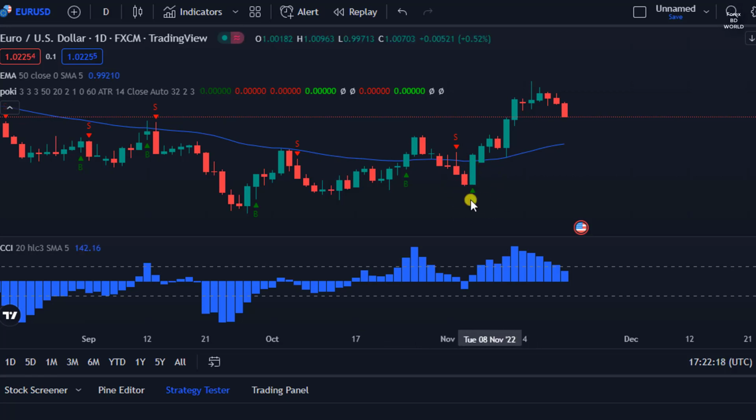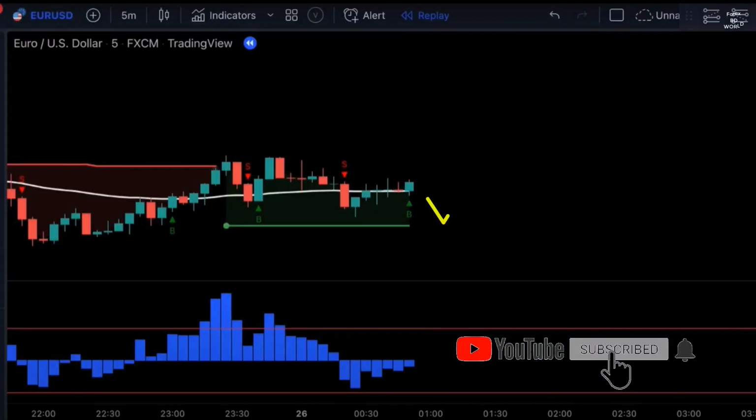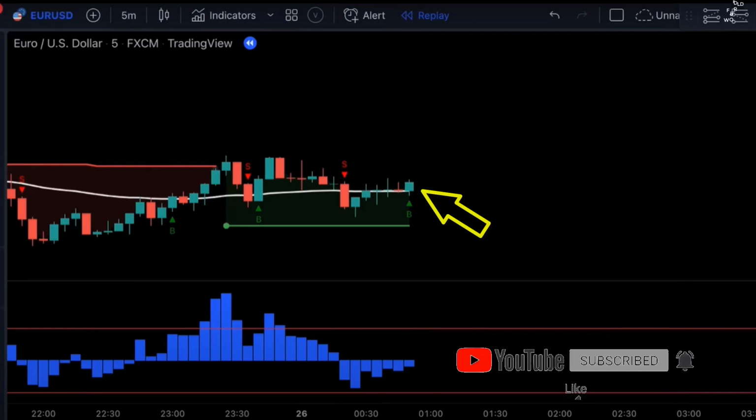So to take a buy entry, you need to take a buy signal from the Poki indicator. Whenever you see the B sign below the candle, then it gives a buy signal. That means the market is giving signals to go up. The next criterion is that the market should be above the 50 EMA. That means above the moving average.